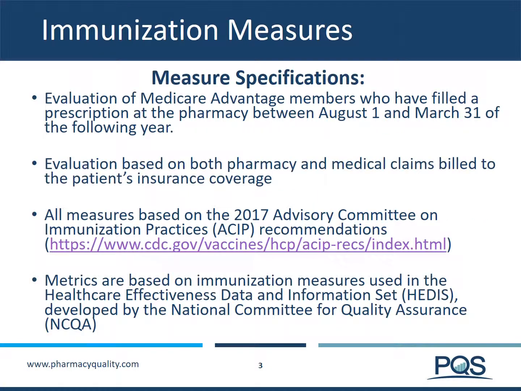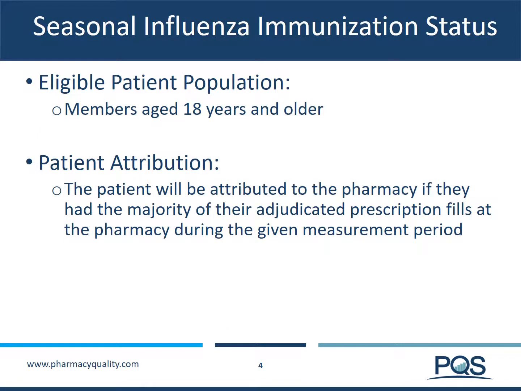It is important to note some of the measure specifications. The measure is based on both pharmacy and medical claims billed to the patient's insurance coverage, and the metrics are based on the HEDIS dataset. The eligible patient population are those members aged 18 years or older, and the patients are attributed to the pharmacy if they have filled the majority of their adjudicated prescriptions at that pharmacy during the given measurement period.